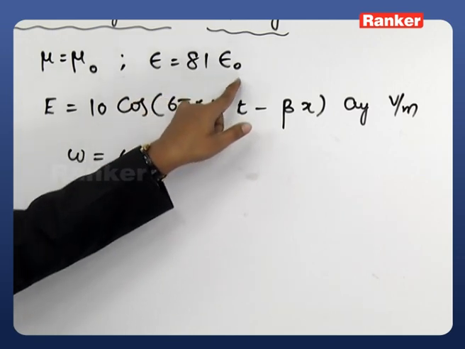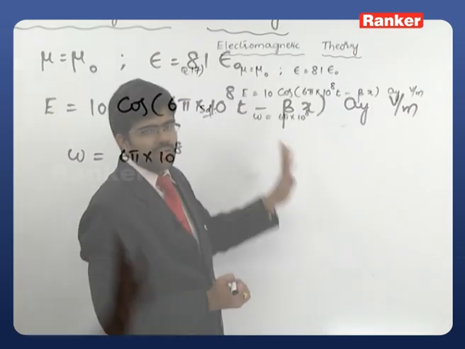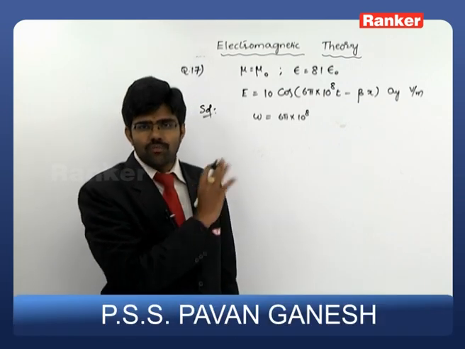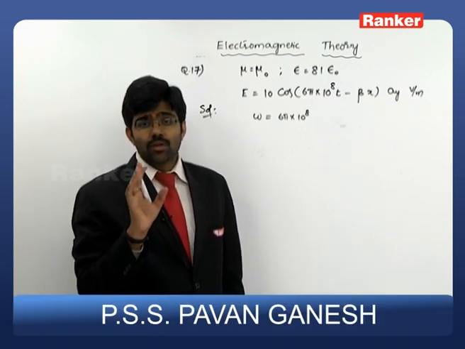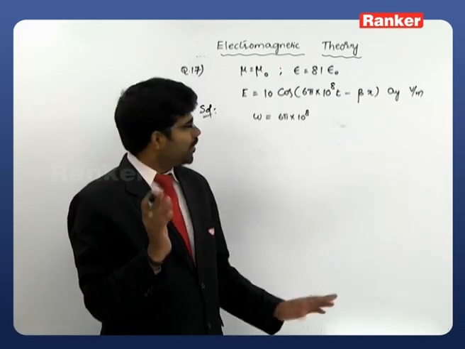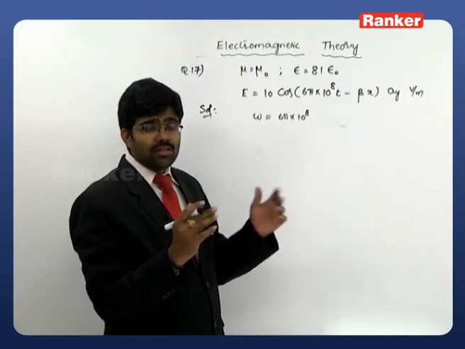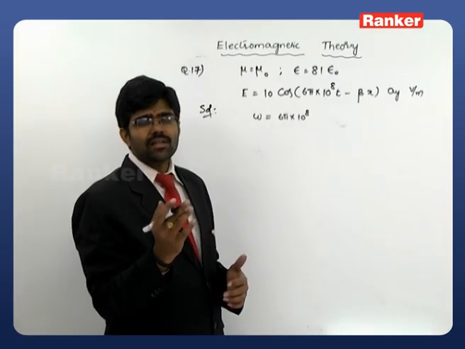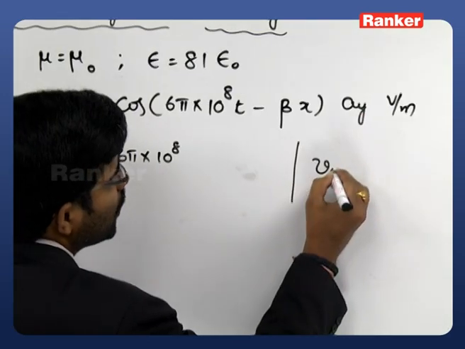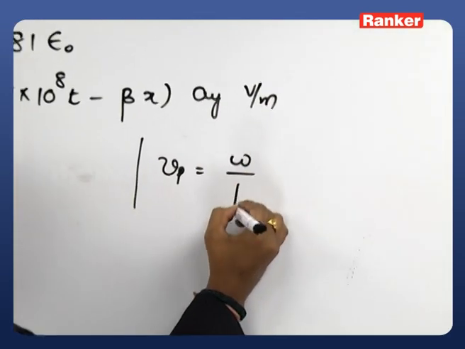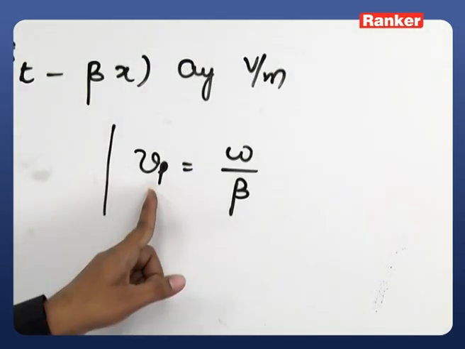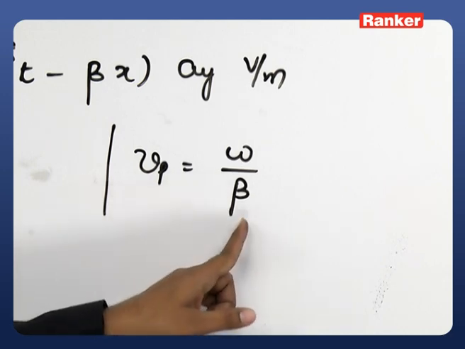Epsilon is equal to 81 epsilon naught, and mu is equal to mu naught, as given to us. Since we have different values of mu and epsilon, it is not free space. Remember that we are supposed to calculate some more parameters to get our beta. Now how do we get beta from this omega and the quantities that we have? Let us recollect the equations that we have: the phase velocity is equal to omega by beta.